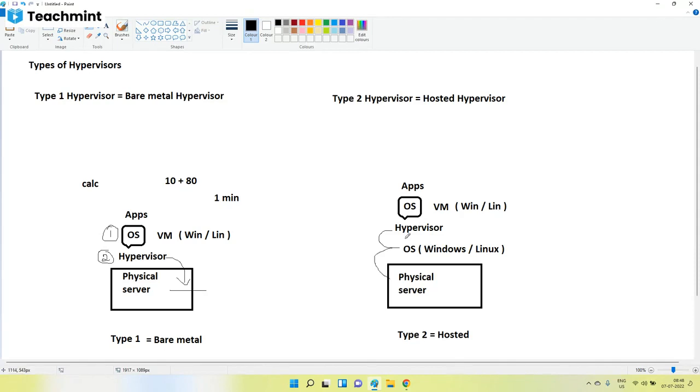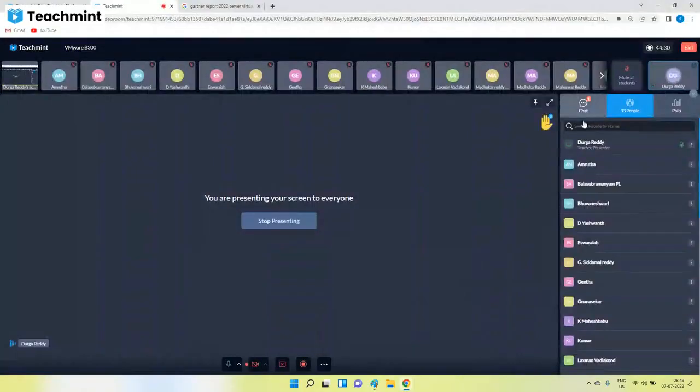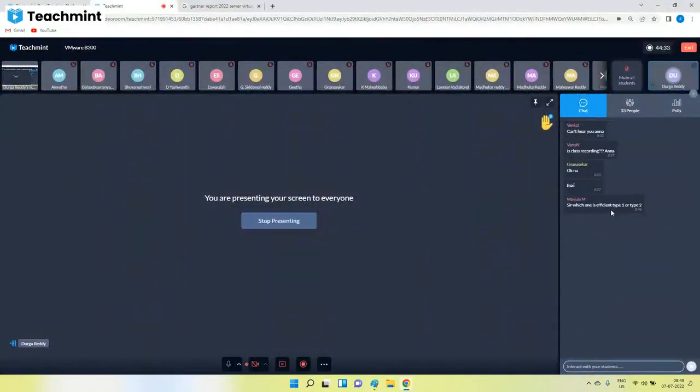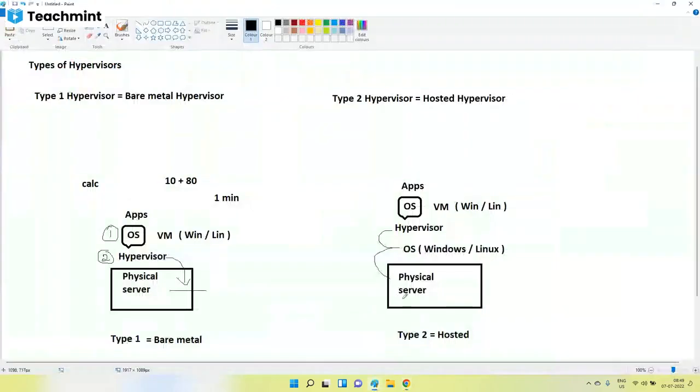So it is depending on somebody. Somebody is helping this hypervisor to run on the hardware. That's why it's named hosted hypervisor. Yeah, good question coming to you. So it needs some other operating system's help to reach the hardware.